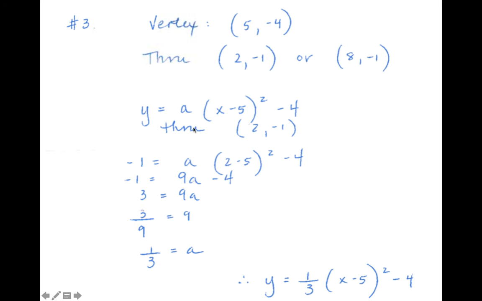And then because the graph passes through the point (2, -1), I can substitute a 2 in the x place, and I know that my answer is a -1. So I substitute things in and then go ahead and simplify this equation algebraically. And what I find is that the number that sits in front of this vertex form is 1/3. I can simply add that to my answer, and I'm good to go.